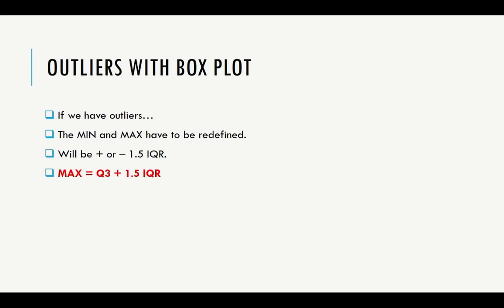So the max is going to be Q3, right? Our 75th percentile plus 1.5 of the interquartile range. And our min is going to be Q1 minus 1.5 of the interquartile range. So we're basically saying, look, what is our standard definition for max? What is our standard definition for min in a way that allows us to identify outliers? So if that's a little confusing, don't stress yet. I'm about to show you a picture that I think will help.